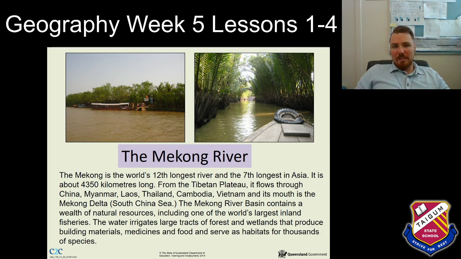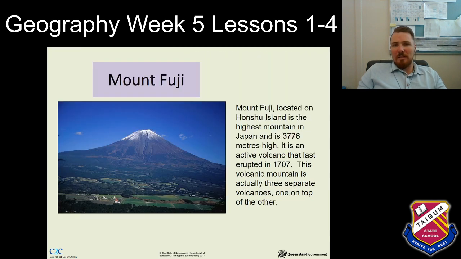The Mekong River Basin contains a wealth of natural resources, including one of the world's largest inland fisheries. The water irrigates large tracts of forest and wetlands that produce building materials, medicines, and food, and serve as habitats for thousands of species. So it's a big water system through there.